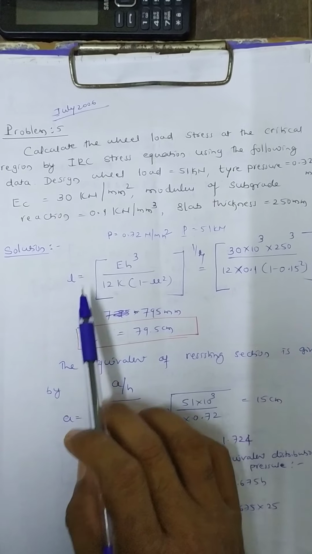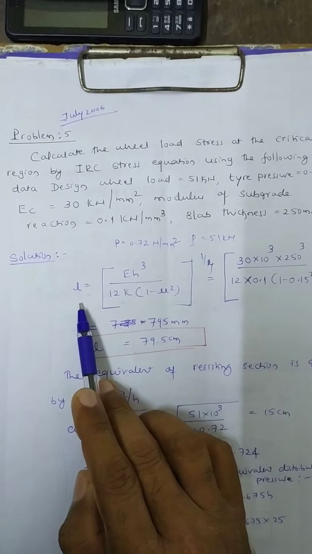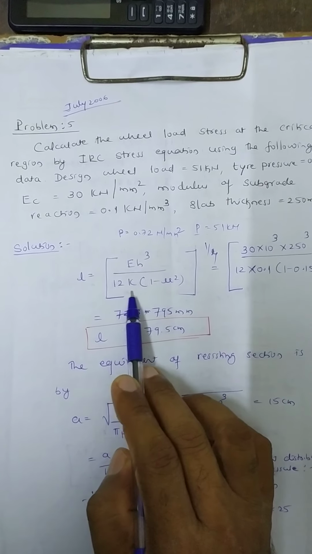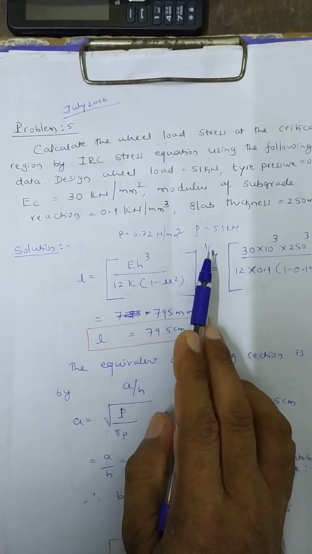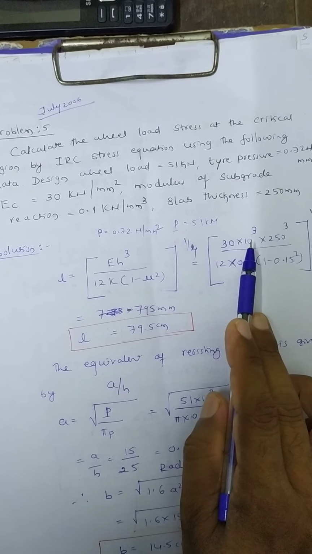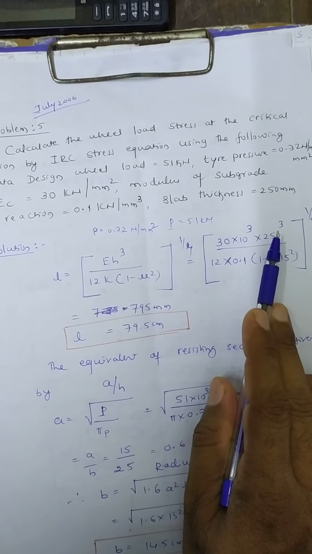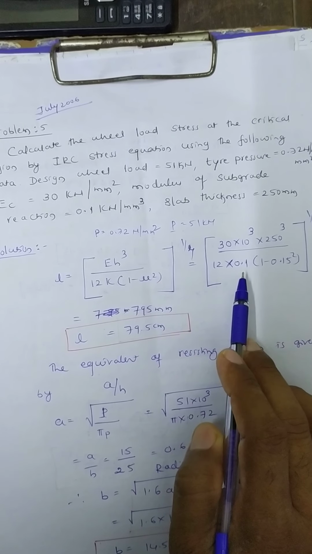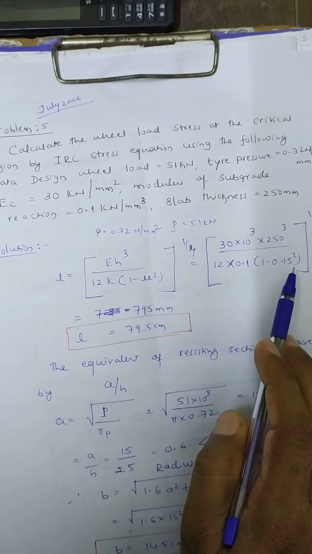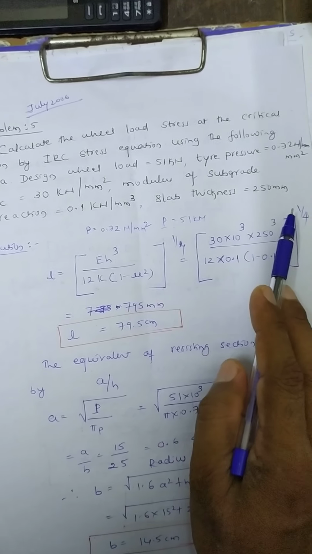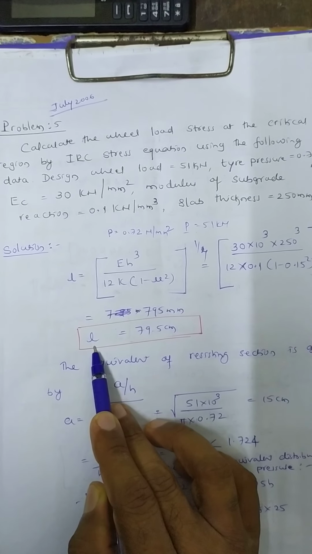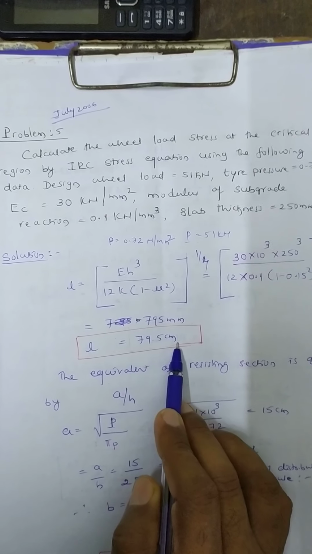First you have to find out the radius of relative stiffness, and that equation is L equals [E h cubed divided by 12 K (1 minus mu squared)] raised to 1 by 4. Put the values in this equation: E is 30 into 10 to the power of 3, h is 250 cubed, divided by 12 into 0.1 into (1 minus 0.15 squared), close the bracket, raised to 1 by 4. So we get the L value, radius of relative stiffness, as 79.5 cm.